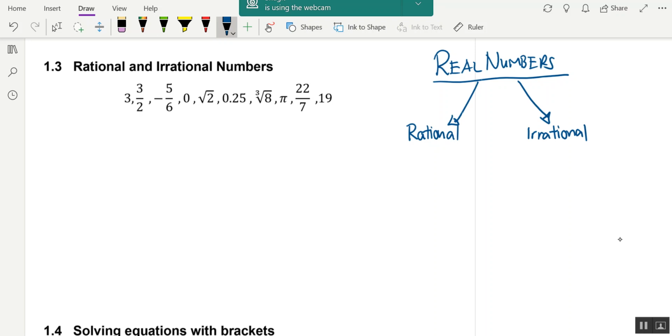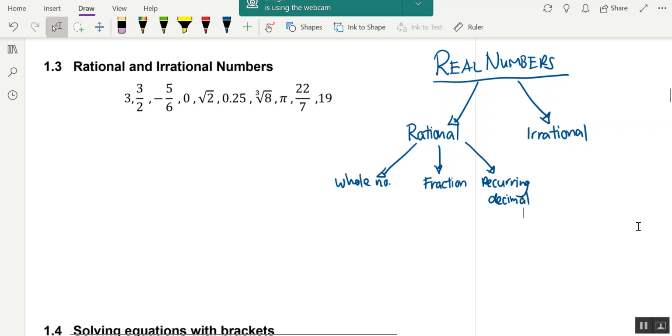In rational, there are three types. One, as long as you are a whole number, you are rational. Or if you can be expressed as a fraction, you are rational. Or if you can be expressed as a recurring decimal. The most common recurring decimal is 0.33333, and we know that this is equal to 1/3.